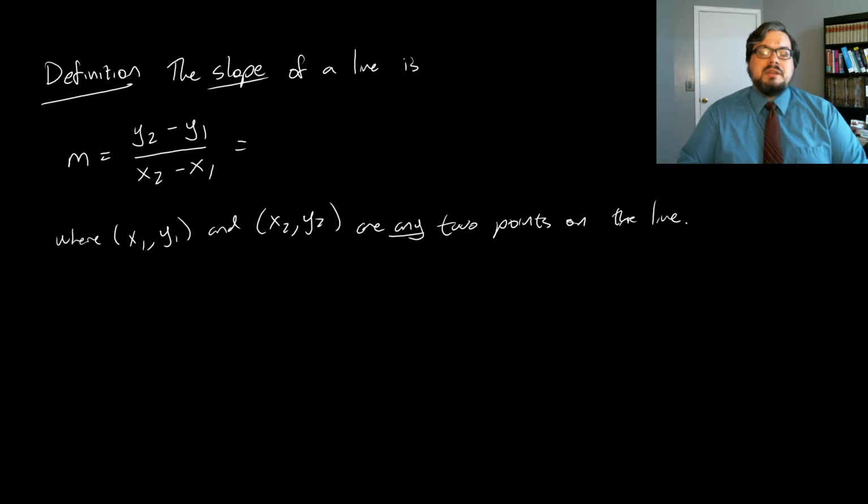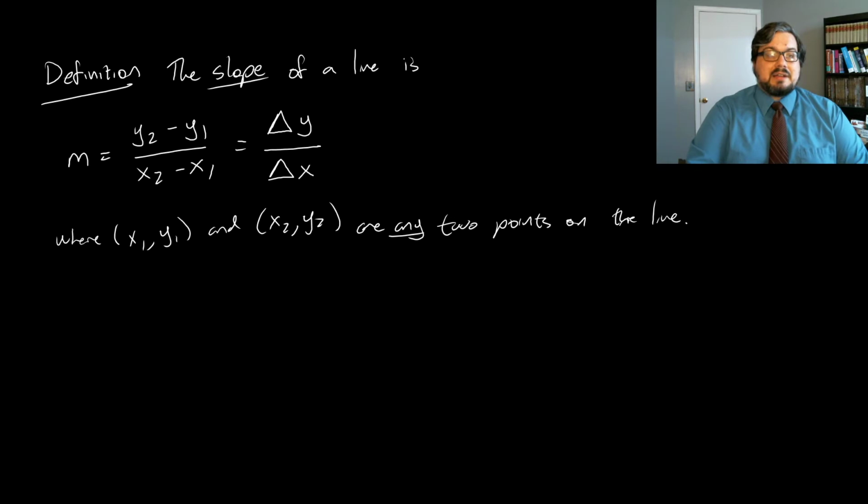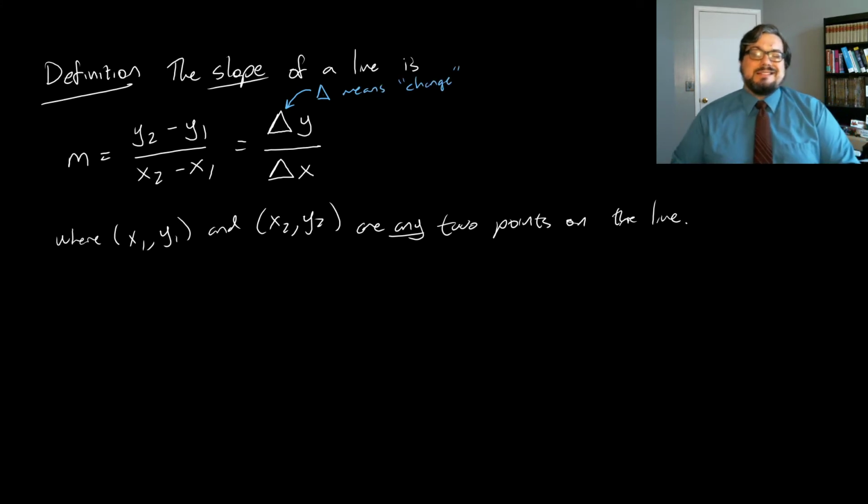Now, there are a number of other ways that we sometimes write this down. We also occasionally use the following notation, delta y over delta x. And that's because this symbol delta often means change. Delta is the Greek letter D, and so we sometimes use delta to mean difference in a particular quantity. So when we write delta y over delta x, it means the change in the y values divided by the change in the x values between these 2 points.